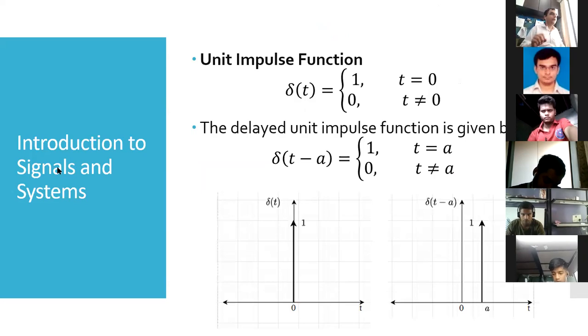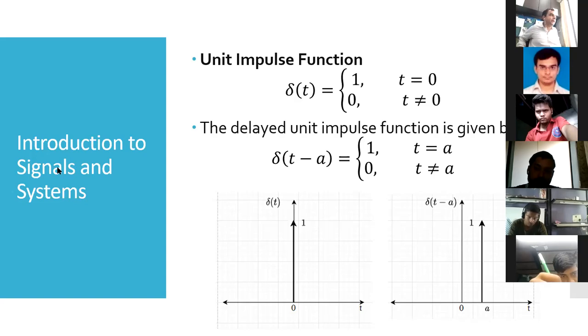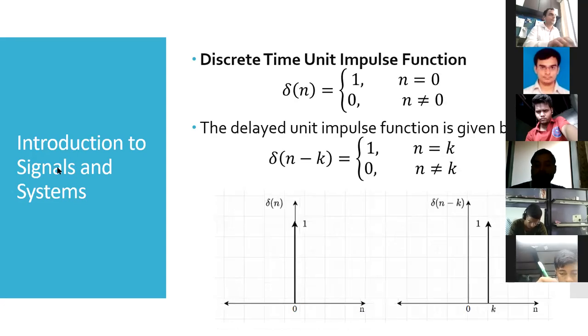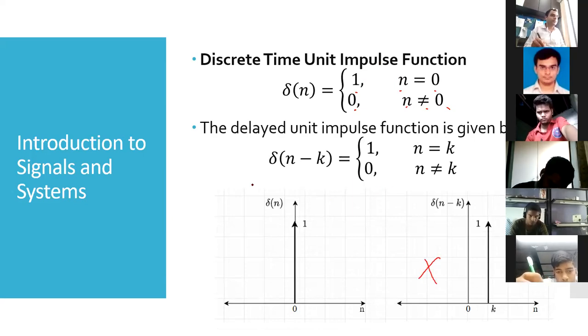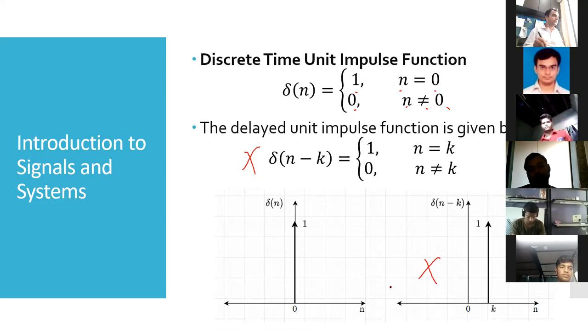Fine. Now, if I draw this same thing in discrete time, then probably it will become much easier for you to understand. In discrete time, the unit impulse function is defined as delta of n is equal to 1 for n is equal to 0 and 0 for n is not equal to 0. Simple. So it's simple and straightforward. At 0, it has a value of 1 and for all other instances, it is 0.